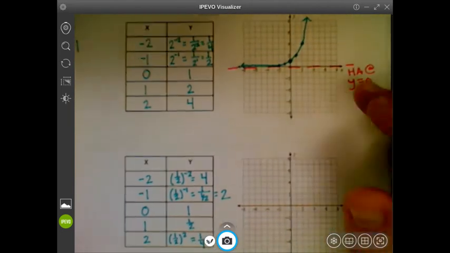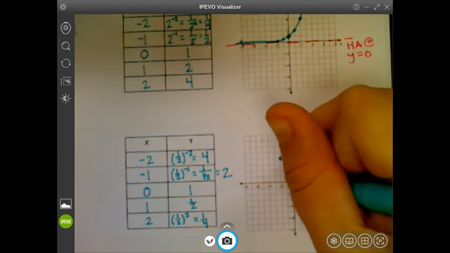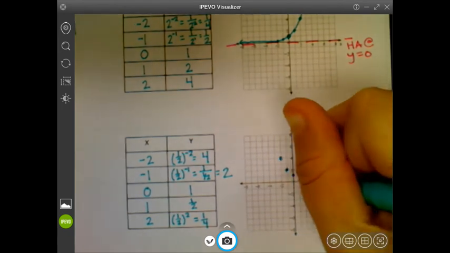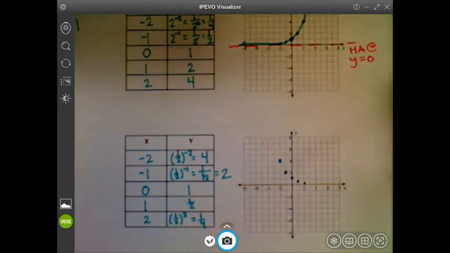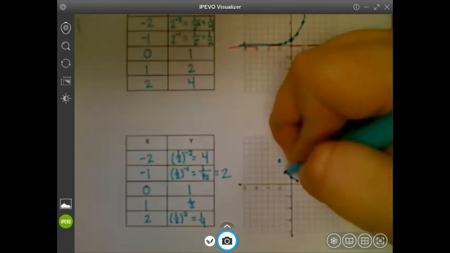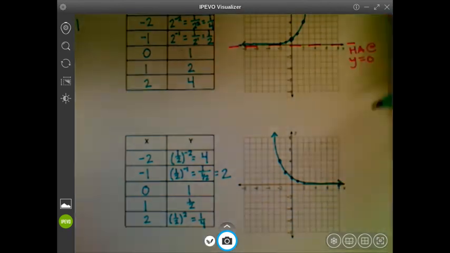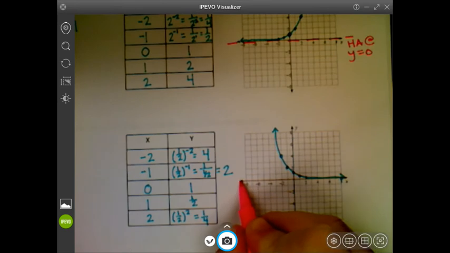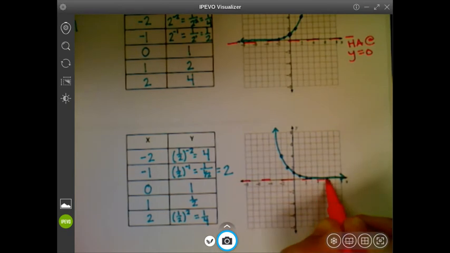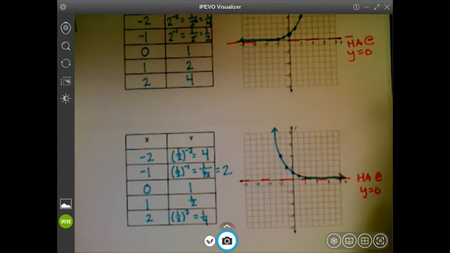So this graph is actually going to look very, very similar to the one we just did, but it's going to be the reverse. So (-2, 4), (-1, 2), (0, 1), (1, 1/2), and then (2, 1/4). So this is going to head up this direction, and this one is going to head out, and it's going to get closer and closer and closer to that x-axis, but never actually go across it. When you raise these to higher powers, they're just going to get closer and closer and closer to 0. So once again, we have a horizontal asymptote, and it is still at y equals 0.